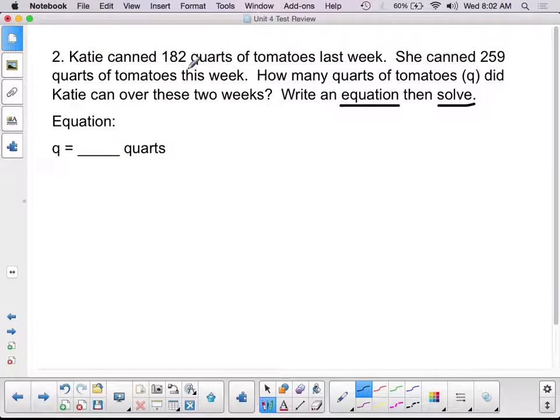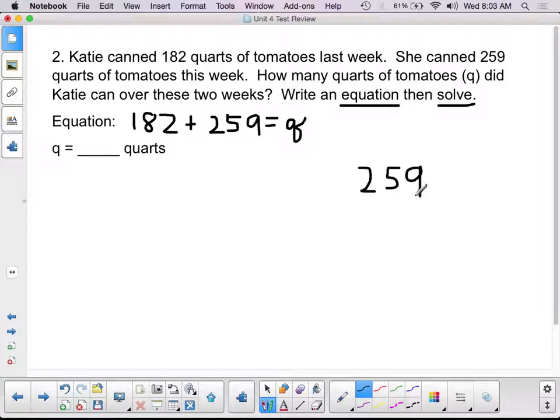So as I look at this problem, I'm trying to find out what kind of information I have, and I see that I have 182 quarts. If I add 259 to it, I will find the total amount that she canned over the last couple weeks. And we're going to call that Q. So that's the equation. Solving that problem then, I'm going to add those 2 together. It seems like this would be an appropriate operation to add them together.